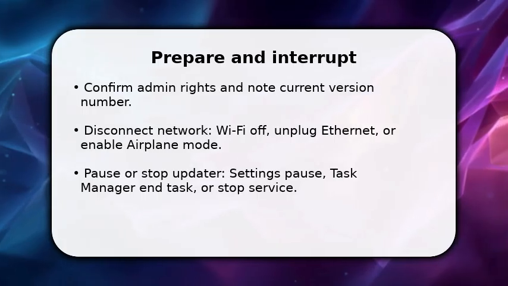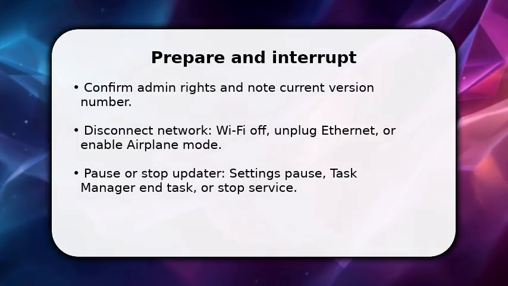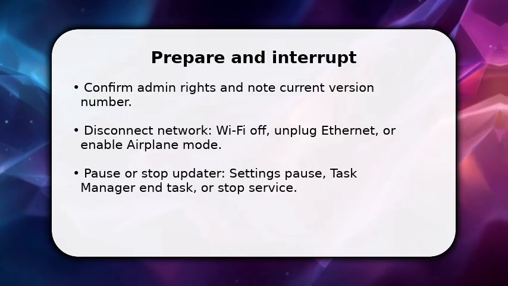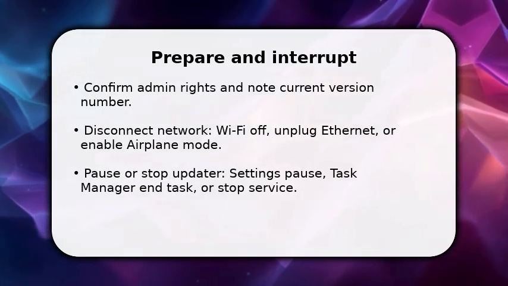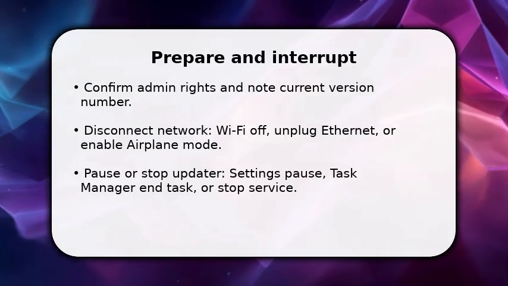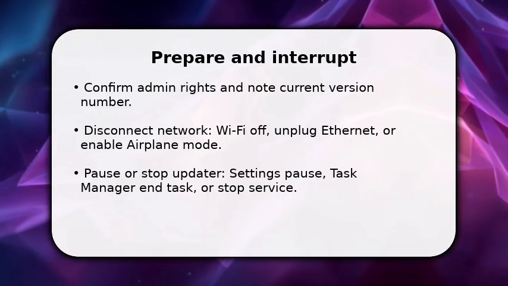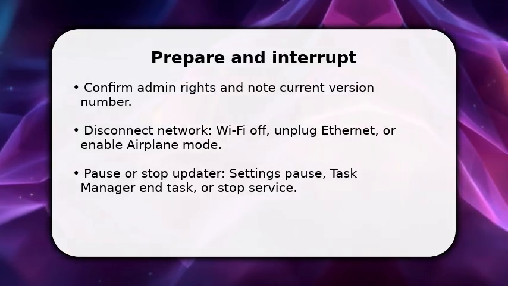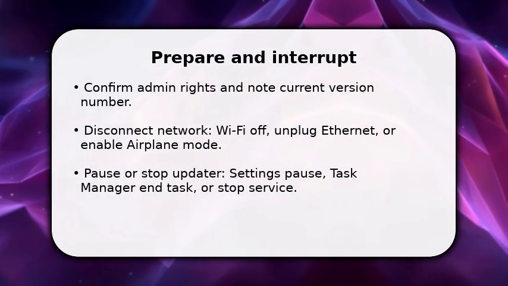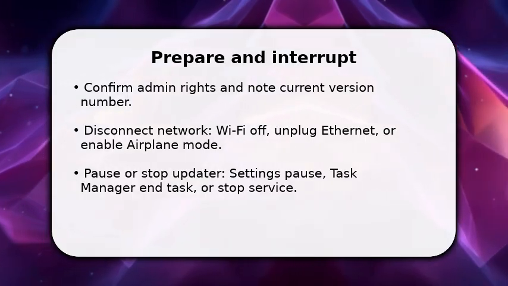You begin with two essentials: admin access and a quick snapshot of the current version so you can roll back if needed. Once done, cut network access immediately to prevent further downloads. Next, open the Updater or Task Manager and pause or end the update process. On Windows, stop the Windows Update service. On Mac OS, quit the App Store update. Do this now to freeze state. It prevents partial installs and keeps recovery options intact.